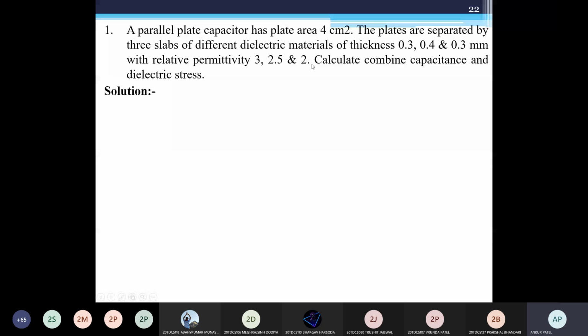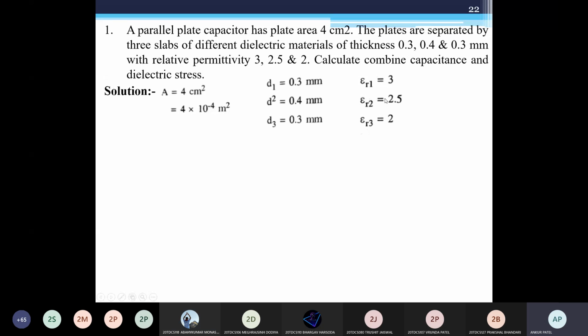The area is given as 4 centimeters square. Convert into meter square: 4 into 10 raised to minus 4 meters square. Thickness 0.3, 0.4, 0.3 given. What can we write for thickness? For the thickness, we write D1, D2, D3: 0.3, 0.4, 0.3 given. And the permittivity is denoted by epsilon R1, epsilon R2 and epsilon R3. So this is given.